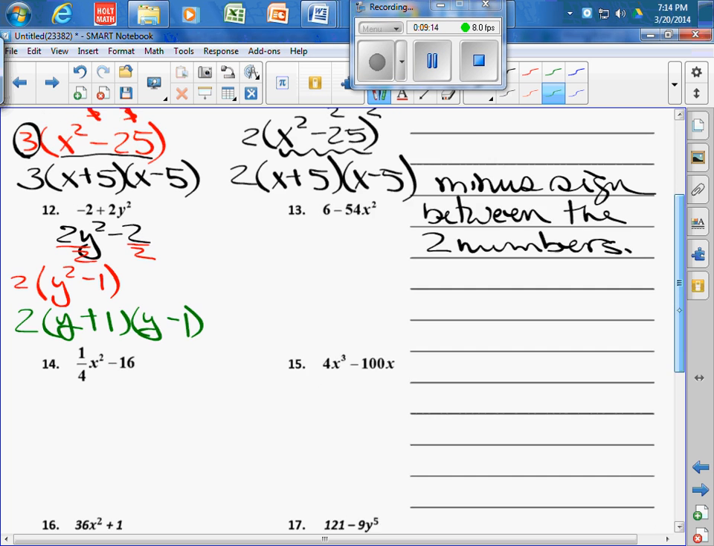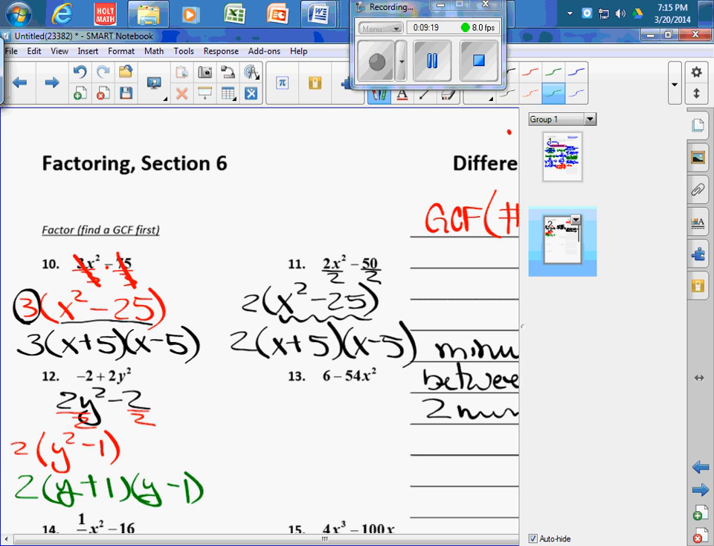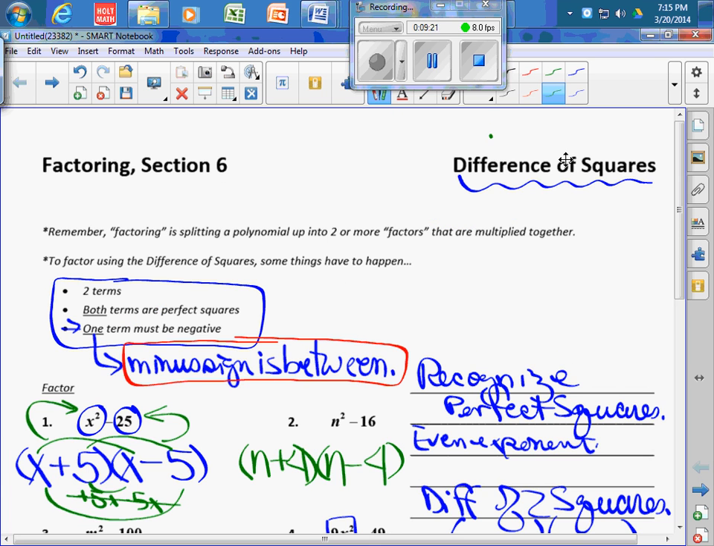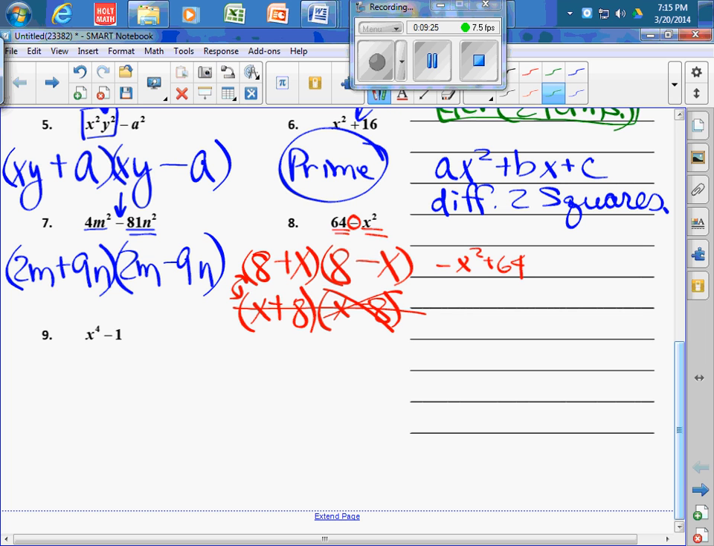Number 13. What do you have in common? Let's go back to page 1 real quick. You know what? I don't think I scrolled down far enough. No, I didn't. Sorry about that. Let's go back to page 1 here. Look at number 9. I thought I was missing something here.